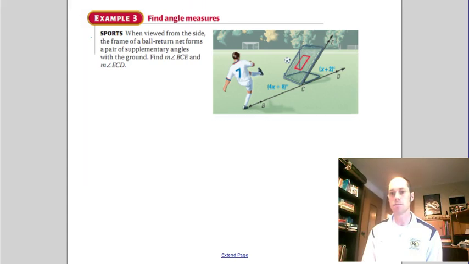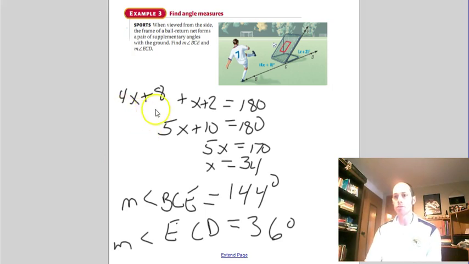measure of each angle. Okay, so as you can see, I set up the equation 4x plus 8 plus the expression x plus 2 equals 180. I simplified, 5x plus 10 equals 180, subtracted 10 from both sides, and divided by 5 to get x equal to 34. Plug 34 back into each expression, so 4 times 34 is 136, plus 8 is 144. Then angle ECD is x plus 2, so 34 plus 2 is 36 degrees. The two combined to equal 180.